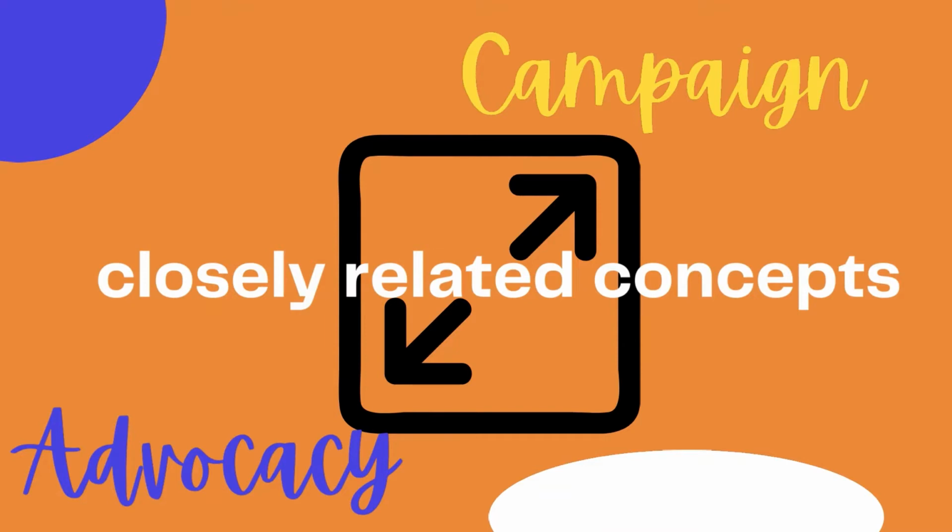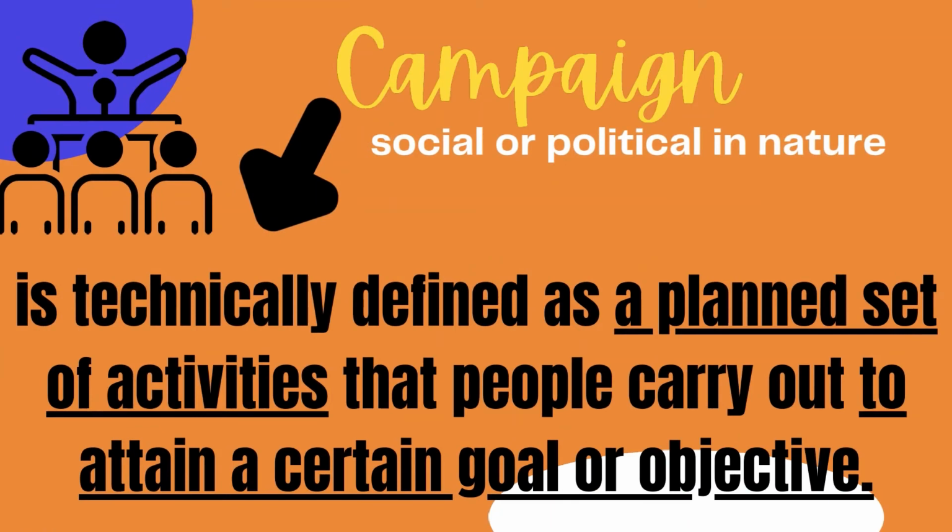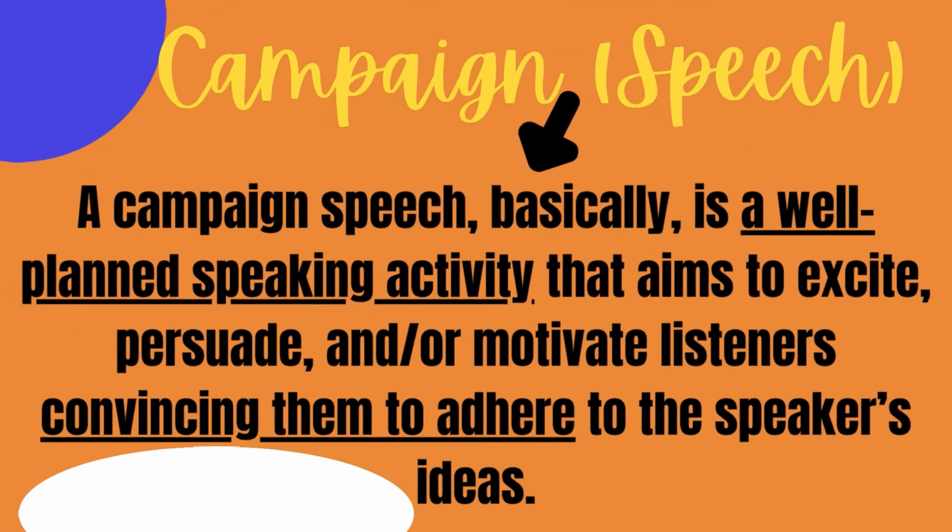On the other hand, campaign and advocacy are two closely related concepts, usually seen in the form of speeches, print based materials, songs, video clips, and informational advertisements, among others. A campaign, usually social or political in nature, is technically defined as a planned set of activities that people carry out to attain a certain goal or objective. A campaign speech, basically, is a well planned speaking activity that aims to excite, persuade, and or motivate listeners, convincing them to adhere to the speaker's ideas.